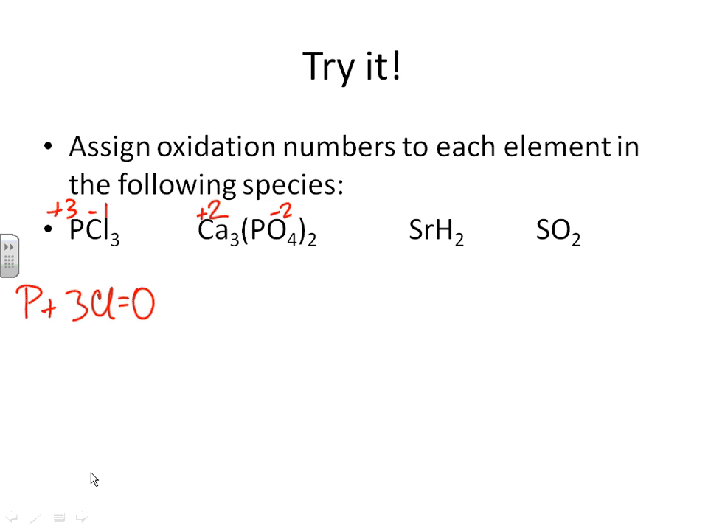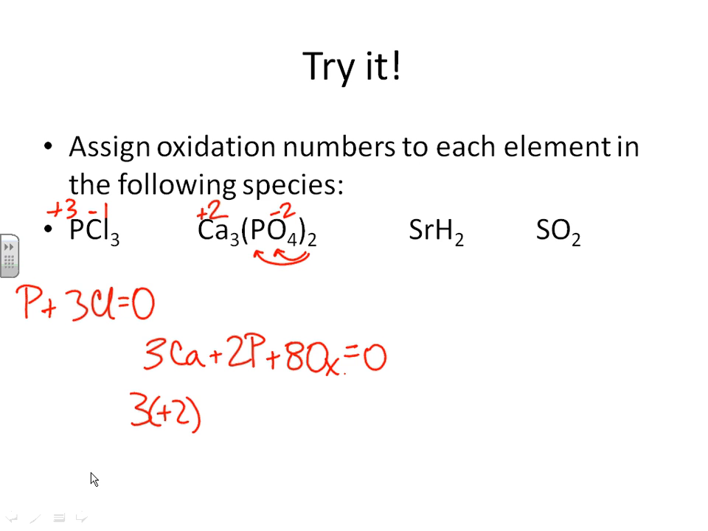Likewise, we've got oxygen. We know that oxygen 99% of the time is going to be -2. This is not an exception for oxygen. This is not peroxide, so we can just assign it that -2. So then it comes down to the phosphorus, and here's where we want to do a little bit of math. We've got 3 calciums, distributing the 2 for the phosphate. We've got 2 phosphoruses, and we have 8 oxygens, which I'll usually write as OX here to distinguish from the 0. When we add these together, we know it has to equal 0. And then you're just plugging in your assigned oxidation numbers.